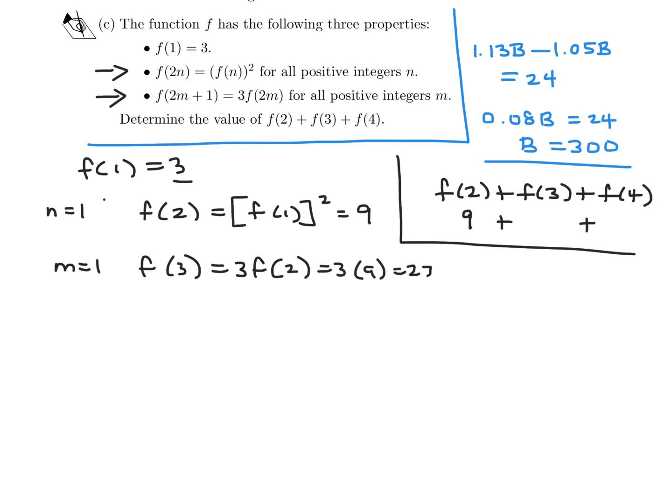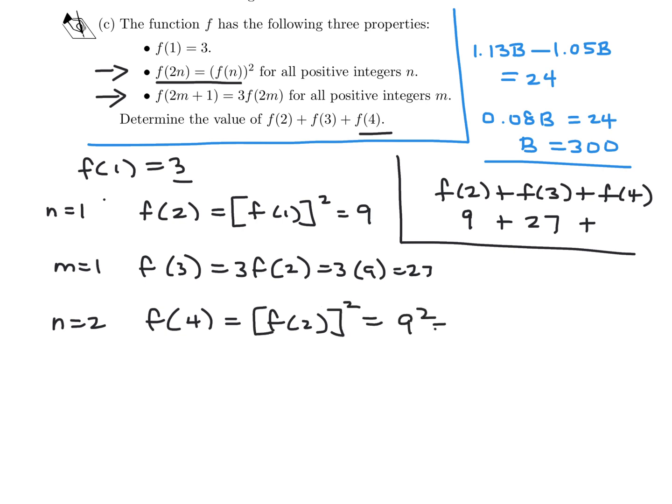So 27 goes here. And then now obviously I have to figure out f at 4, and I'll use this one when n is equal to 2. So that would be f at 2 times 2, which is 4, would be f at 2 all squared, and f at 2 is 9, so it would be 9 squared, which is 81. And there you go, 81. So when you add up those numbers, 9 plus 27 plus 81 is 117, and that is the answer to the question.